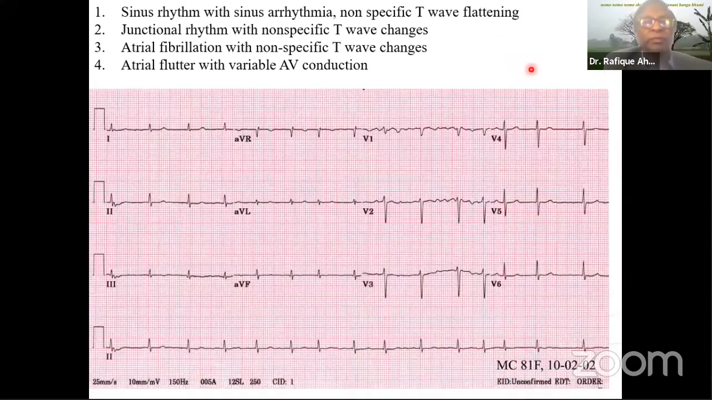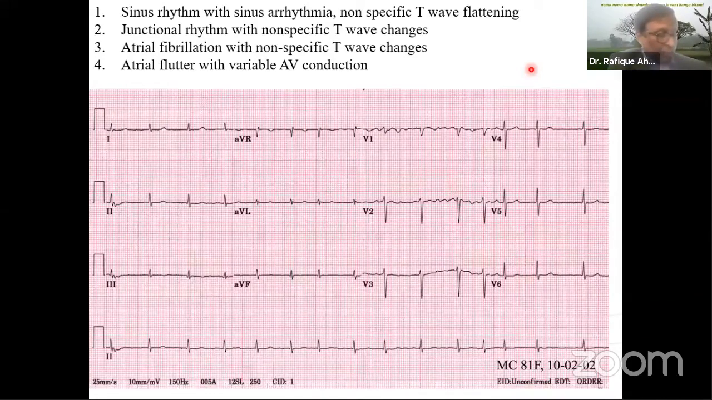No, thank you. For this one, we'll give 30 seconds to look at the ECG and then we'll put the poll. All right. I think we can stop, right? The poll.